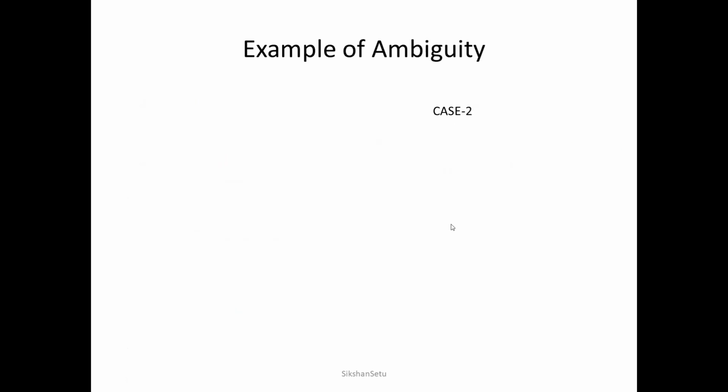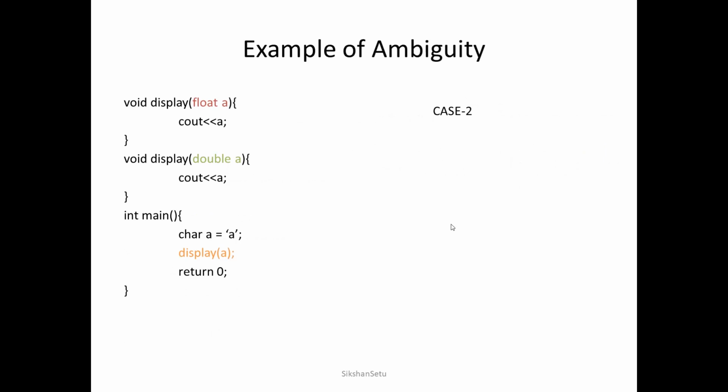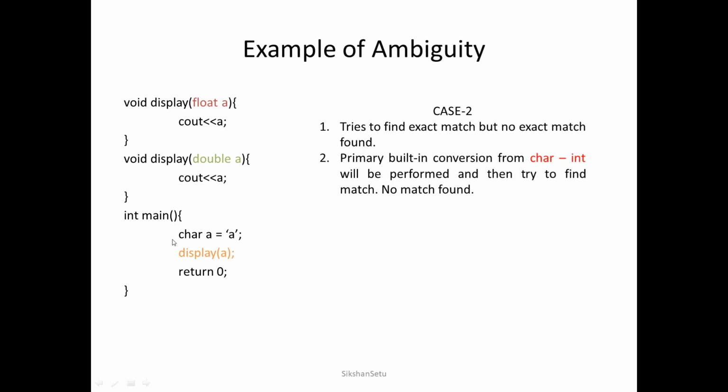Okay, but now in the second case, we have the same things, and the only change I have made is that I have only two functions with the same name. I have overloaded display with a float argument and a double argument. No integer argument. And I am trying to call this function in the same way. It will check for the exact match. So character, but we don't have any character, so it will perform the second step, that is primary built-in conversion, which is character to integer.